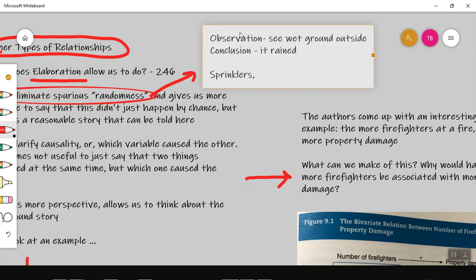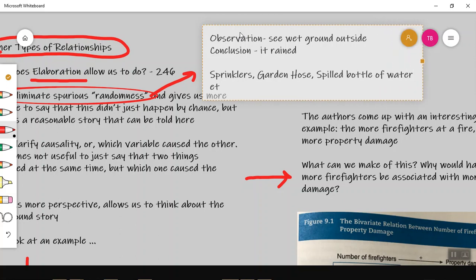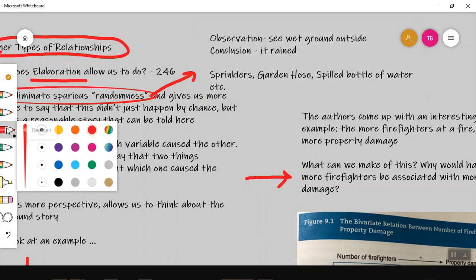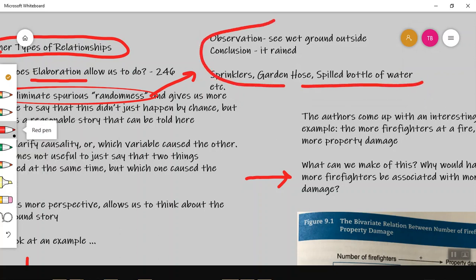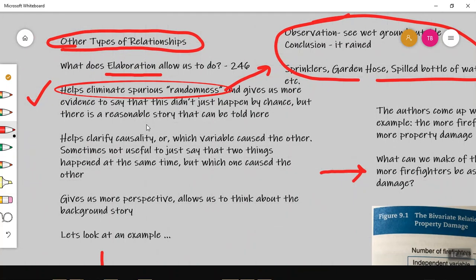Or it could be someone with a garden hose, or someone spilled a bottle of water, etc. Basic idea being, how do we know we got it right? The way we check that is by double checking other relationships and seeing if something else may have actually caused it. So that's all that this means right here. Spurious just means random. So the random relationship between wet ground and it rained, do we actually get that?